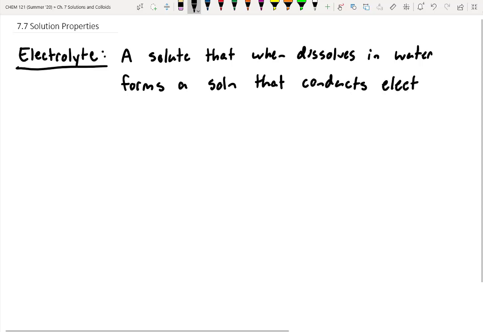And I know it seems weird that you hear about this often with sports drinks, but this actually is a pretty important property of how our bodies behave. We need to move ions around, and as we work out, we actually sweat out a lot of our ionic compounds, these salts, and we need to replace them by drinking electrolytes. All right, a non-electrolyte is basically something that doesn't conduct electricity.